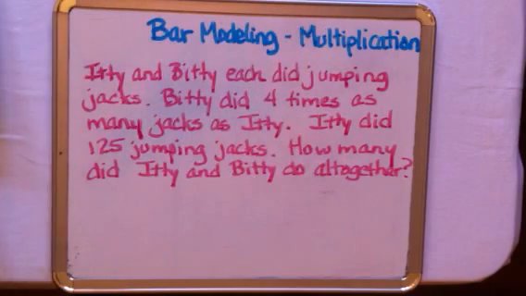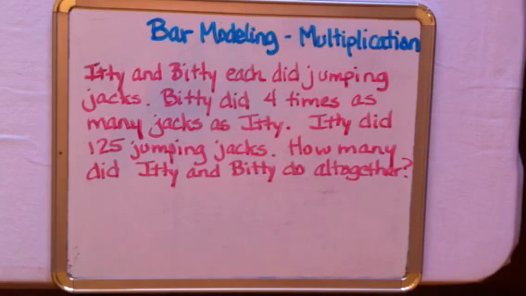So I have the problem written out here. Itty and Bitty each did jumping jacks. Bitty did 4 times as many jacks as Itty. Itty did 125 jumping jacks. How many did Itty and Bitty do altogether?